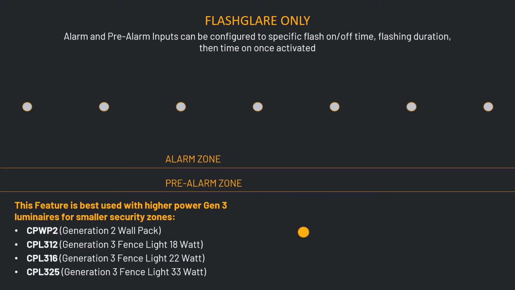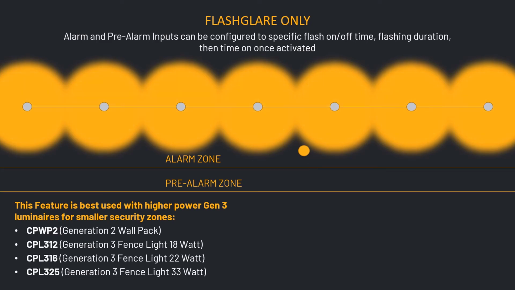The alarm zone input on our power supply overrides the pre-alarm zone for any intruders that may breach the pre-alarm and immediately try to jump onto the fence. This alarm zone is best configured with items such as seismic motion sensors, such as the Protect G-Fence system, or even microwave motion sensor systems, and is best utilized with our higher power Generation 3 product line, or the Generation 2 wall packs, depending on the type of fence or wall you have.